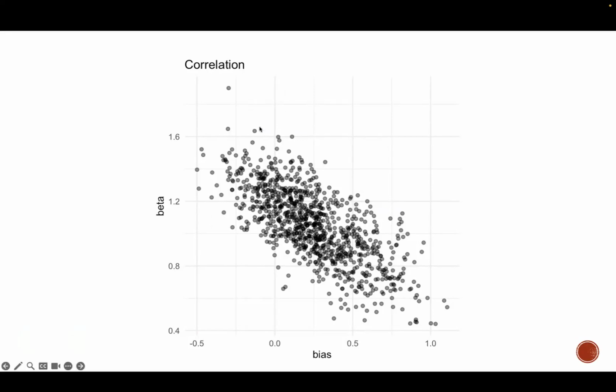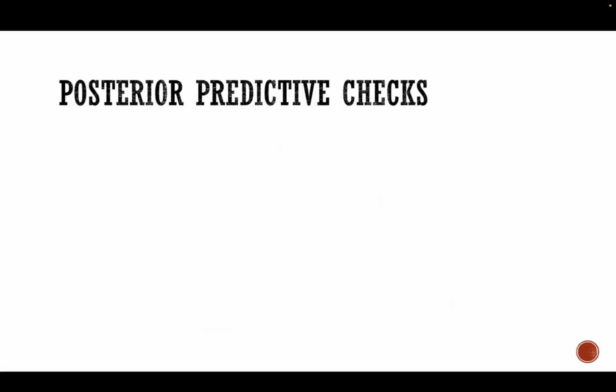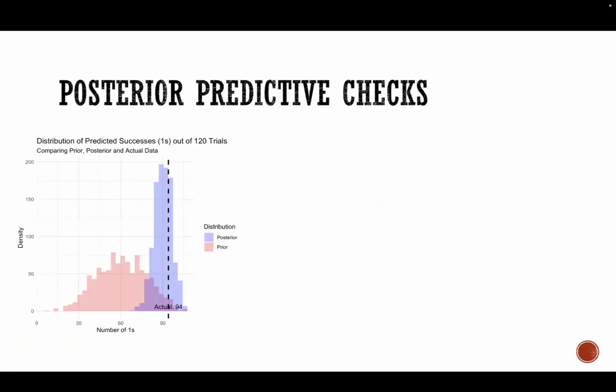Okay. Yes. So then what we can look at is the posterior predictive checks. Right here we can see that if we just run predictions from the model that has seen the data, suddenly the distribution of picking one over 120 trials is much more centered on the actual data, and it's much more narrow than the prior predictions.